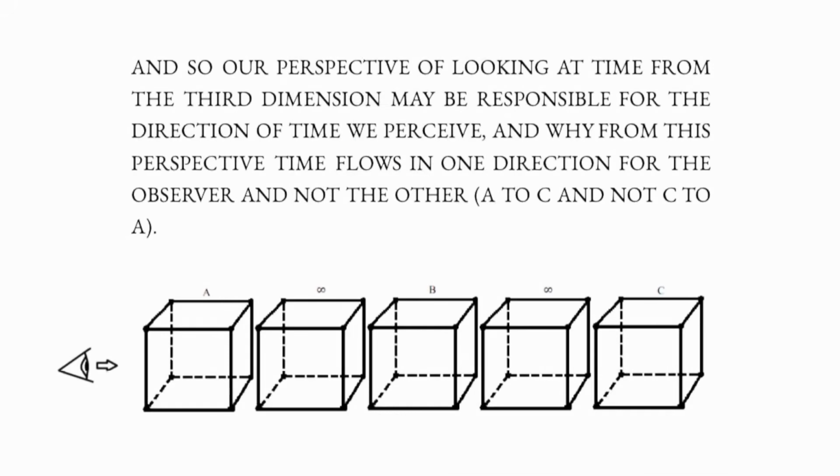And so our perspective of looking at time from the third dimension may be responsible for the direction of time we perceive, and why from this perspective time flows in one direction for the observer and not the other, A to C and not C to A.